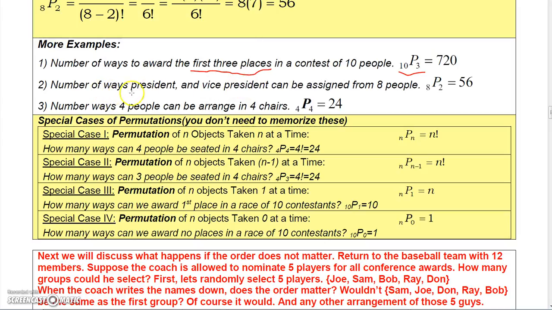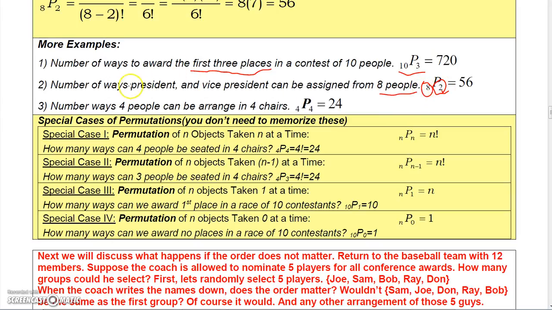The number of ways that you can assign president and vice president from 8 people. Well, since you're assigning 2 positions, president and vice president, you want to know how many 2-element arrangements you can get out of the 8 people. And so that would be a permutation of 8P2.